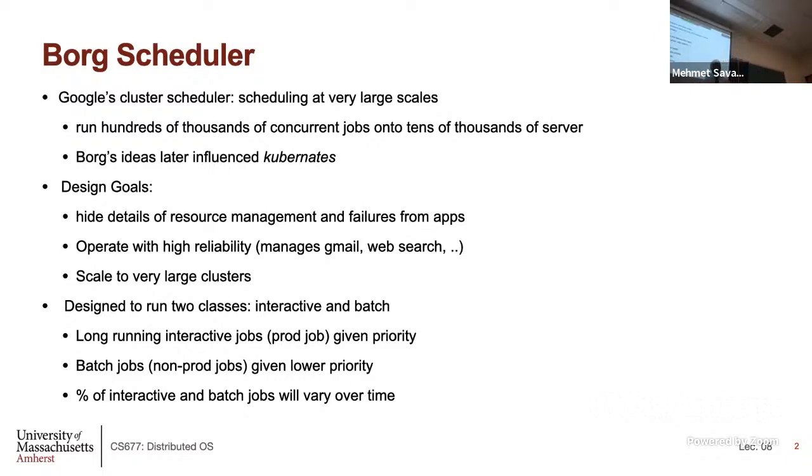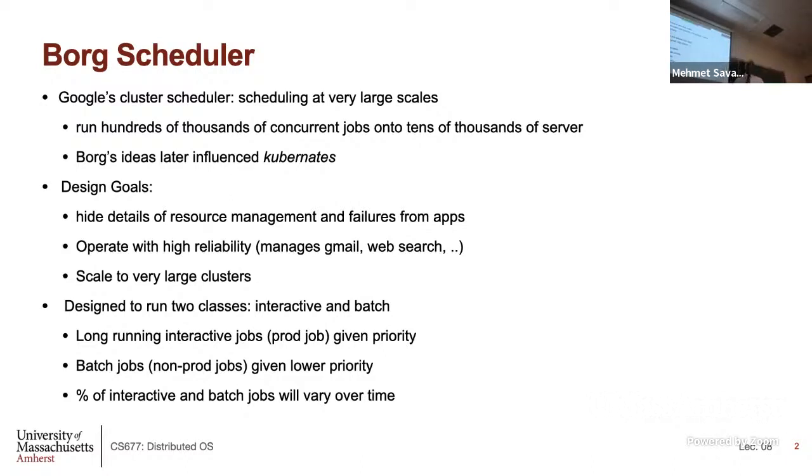Whether these are machines that run the search engine, whether these are machines that run their Gmail service, or their YouTube service, all of them get scheduled using Borg. And it's designed to run at very large scale, so you can schedule jobs on hundreds of thousands of jobs on tens of thousands of servers in a data center. So think about very large numbers of machines and even larger number of applications that are running on them. And Borg is responsible for deciding which applications run where, how many resources to give, and so on.